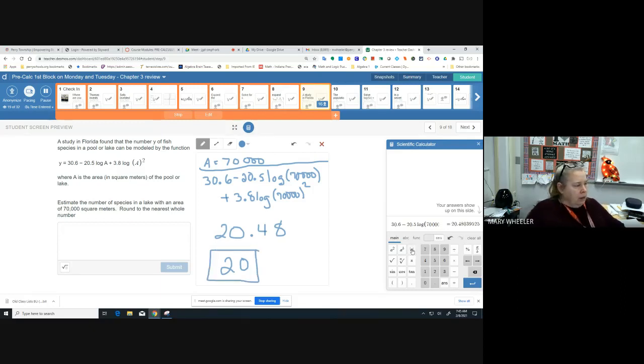And then I kind of asked myself, does that seem like a reasonable answer? The number of fish species. Well, I'm not a fisherman, but 20 does seem reasonable. If I'd gotten a negative answer, I would have thought I had done something wrong. If I'd gotten 1,000, I would have thought I'd done something wrong. 20, yeah, it seems reasonable. So something like that, don't overthink it. Okay? Any questions?